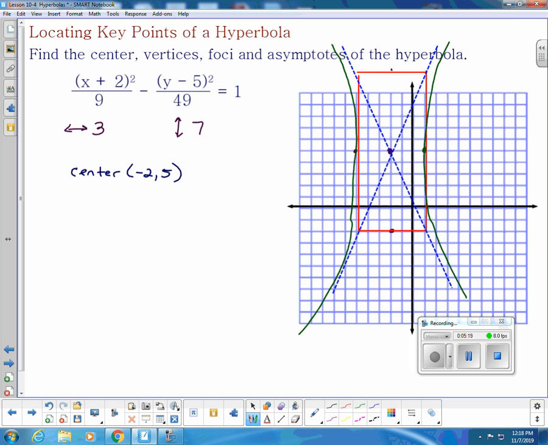So if I wanted to figure out where my vertices are, there's my center. My vertices are right and left because my hyperbola is opening right and left. So we're going to add the 3 to the x, just like we did yesterday with the ellipse. And we're going to subtract 3 from the x part of that center. Those are our vertices. Those are these guys right here. If you looked on your graph, you can kind of just see them.